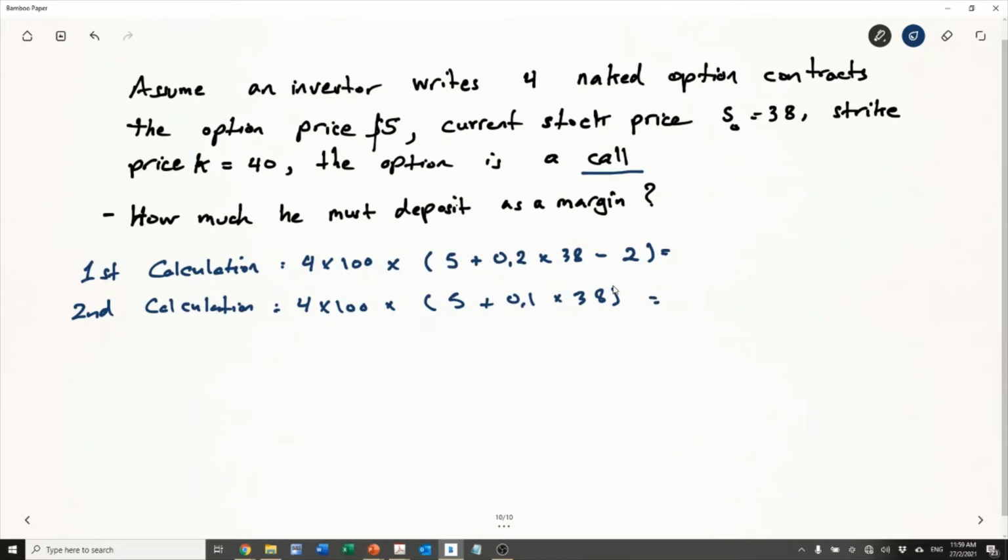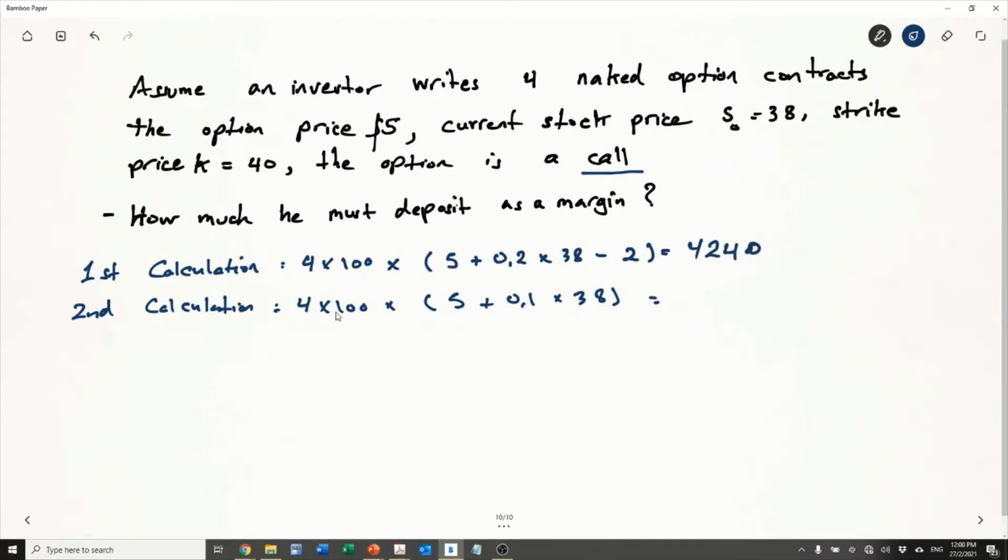So again, 100% of the proceeds of the sale, which is 4 times 100, times 5, the option price, plus 0.2 or 20% times the current stock price, minus by how much the option is out of the money. And we will get, for this first calculation, 4,240.